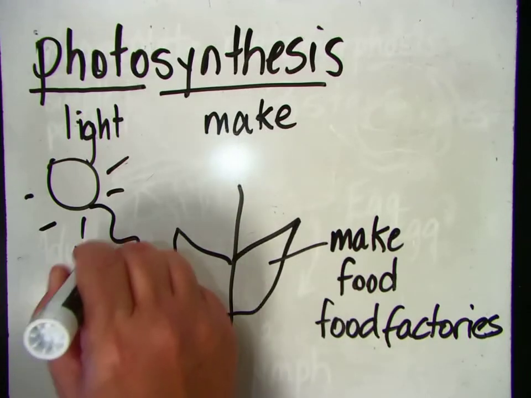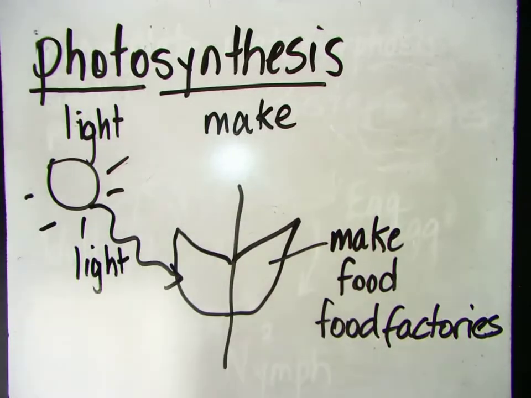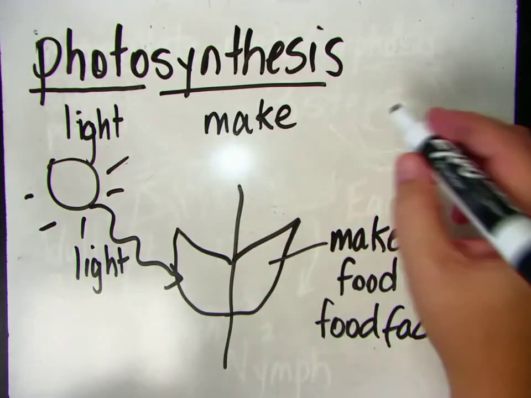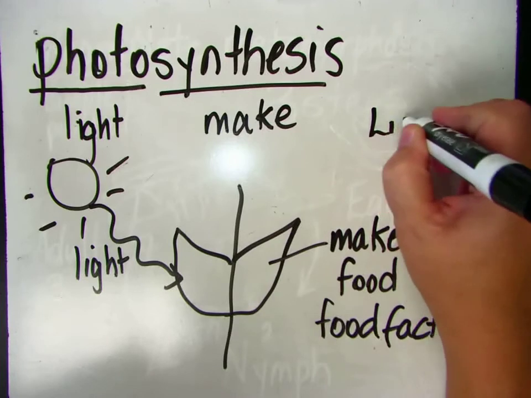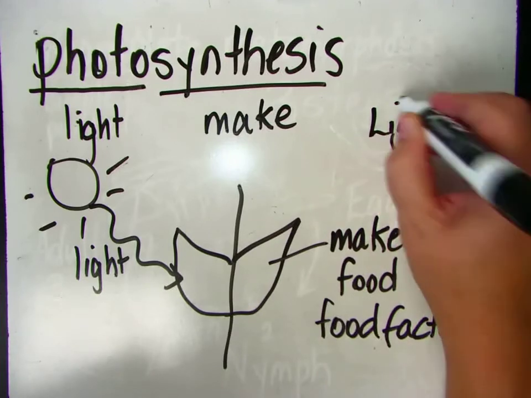Light energy comes down from the sun, and similarly, heat energy comes down from the sun, and heat energy causes the water cycle to start. So light energy is needed to make the plant make food. So I'm going to just make a little equation over here. So a plant needs light energy.